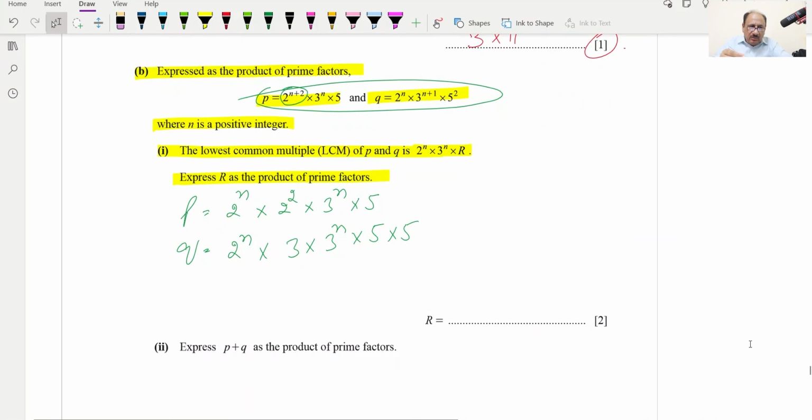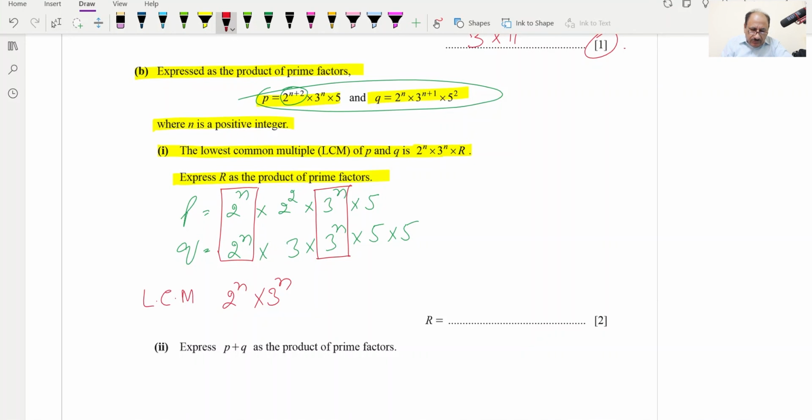Now we can check for the common one. What is common in both? We'll write here 2 raised to the power n, and 3 raised to the power n is also common in both, so multiply by 3 raised to the power n. This is basically the LCM which we are writing, and now the remaining portion. What will the remaining portion be?